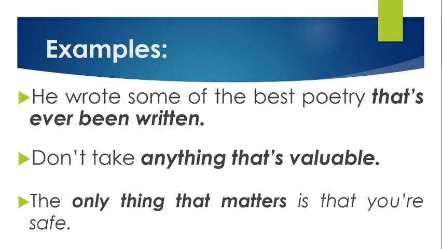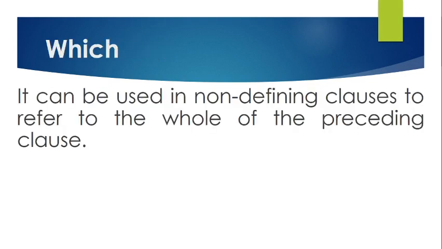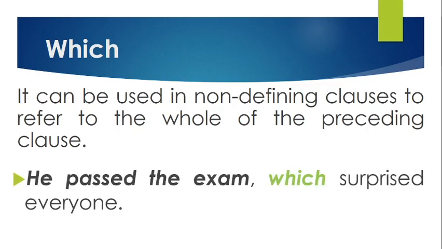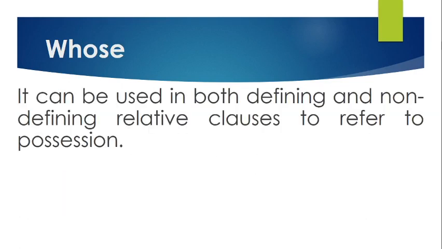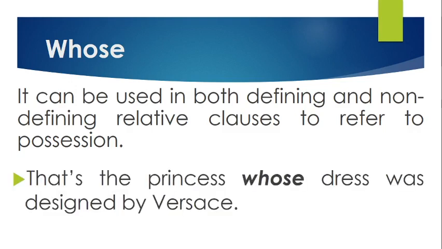The only thing that matters is that you're safe. Which is used in non-defining clauses to refer to the whole of the preceding clause. For example, he passed the exam, which surprised everyone, and which is referring to the preceding clause, he passed the exam. Whose is used for both defining and non-defining relative clauses to refer to possession. In this case, we have: that's the princess whose dress was designed by Versace. Whose is referring to the dress of the princess, and we're talking about a possession.